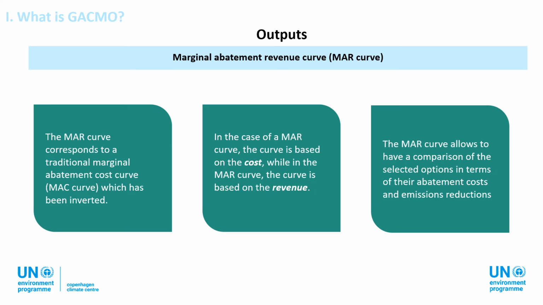The marginal abatement revenue curve corresponds to a traditional marginal abatement cost curve, which has been inverted. In the case of the MAC curve, the curve is based on the costs, while in the case of the MAR curve, the curve is based on the revenue. So the MAR curve allows a comparison of selected mitigation options in terms of their abatement cost and emission reduction. Thus, it can be a powerful tool to support decision makers in selecting the most efficient mitigation options for the specific country.